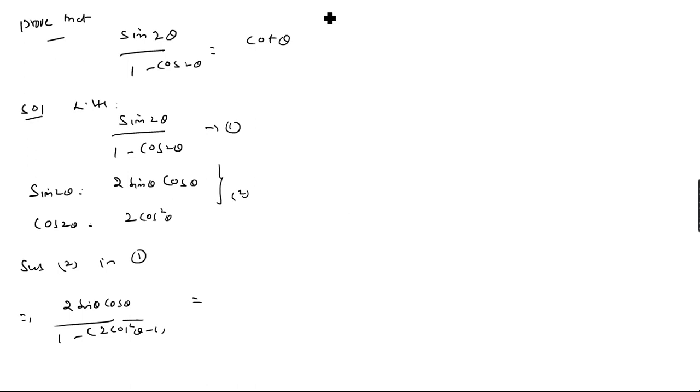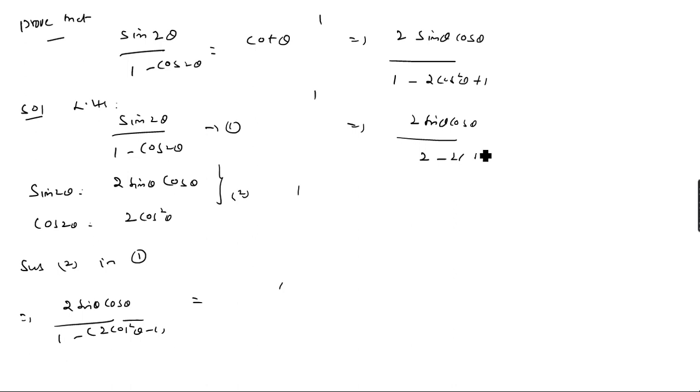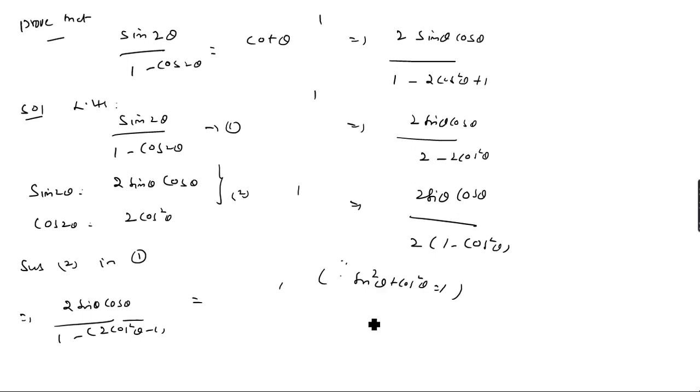We get 2 sin theta cos theta by 1 minus 2 cos square theta plus 1. So finally we get 2 sin theta cos theta over 2 minus 2 cos square theta, that is 2 sin theta cos theta, and 2 is taken as common, we get 1 minus cos square theta. The basic formula is sin square theta plus cos square theta is equal to 1. This is basic.